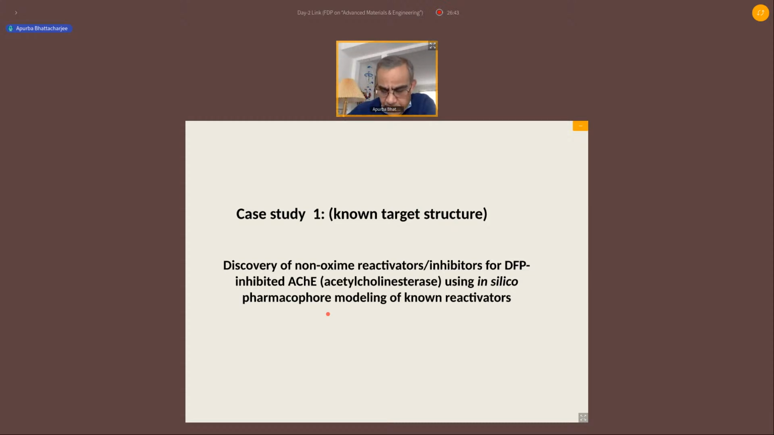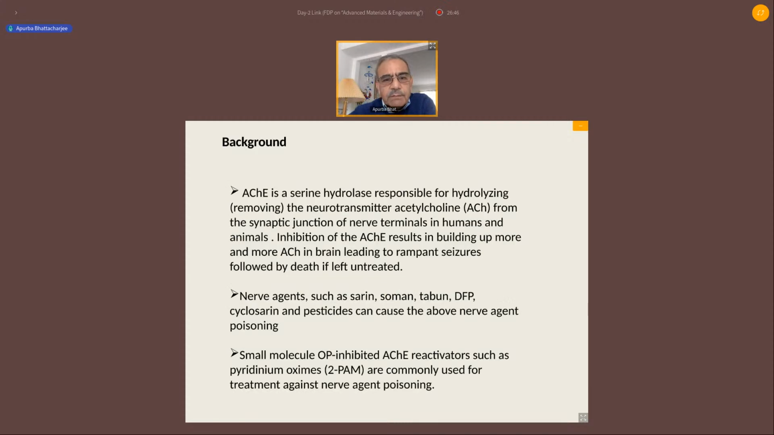I'll explain a little more about the background of the whole idea. You see, in the brain, we have something called acetylcholinesterase. This is an enzyme which is very important to prevent seizures in the brain. What it does is it takes away the acetylcholine. You have heard about acetylcholine. Acetylcholine is a neurotransmitter in the synaptic junction of the nerve terminals. So what happens is that the acetylcholine is continuously hydrolyzed by this particular enzyme.